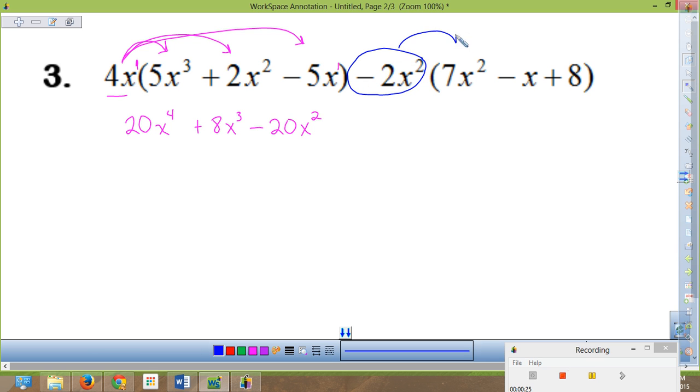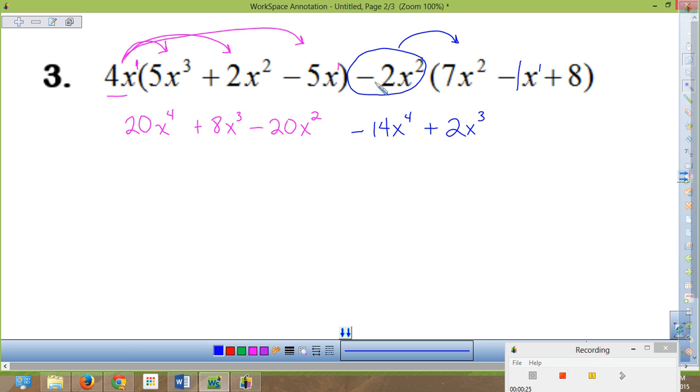We're going to take negative 2x squared and multiply it by 7x squared. And see how there's 2 on the outside? There'll be 2 more than what you see in here. So negative 2 times positive 7 is negative 14. There's 2 plus 2, which makes 4 x's. Negative 2 times a negative 1, a negative and a negative make a positive, and 2 times 1 is 2. There's 2 plus another understood 1 there, which is 3.